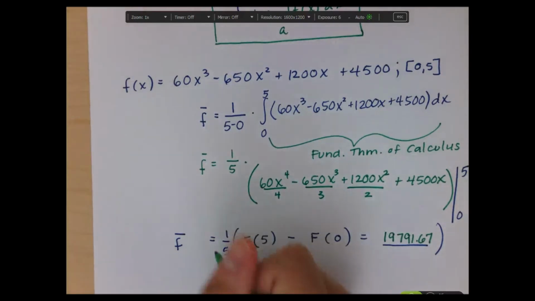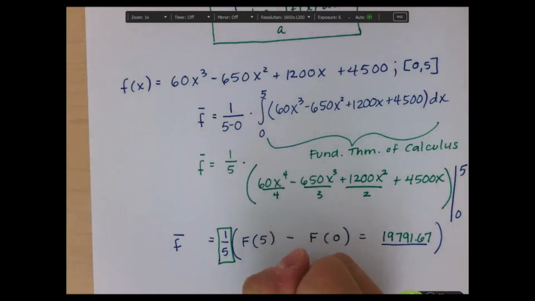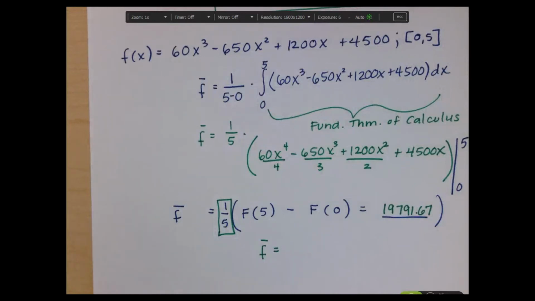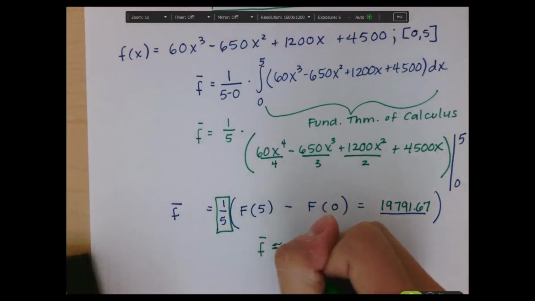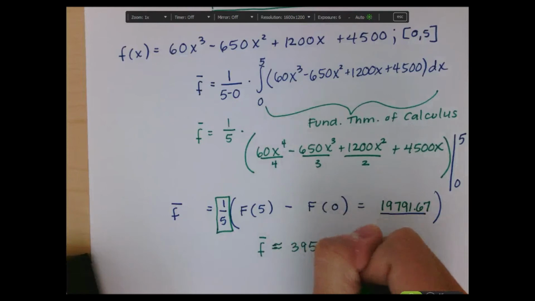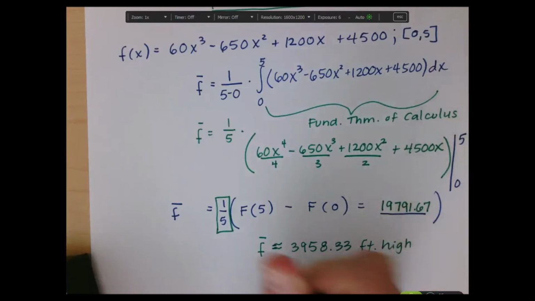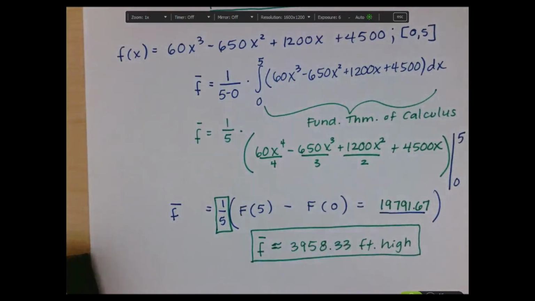So of course we need to take 1/5 of that because we're not just finding the area under the curve, but we're finding the average function value or the average y value. So let's take that and divide it by 5. And we get approximately 3958.33. And this is feet high. So the trail on average is that high in elevation.